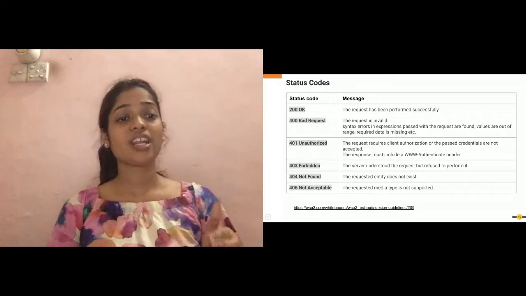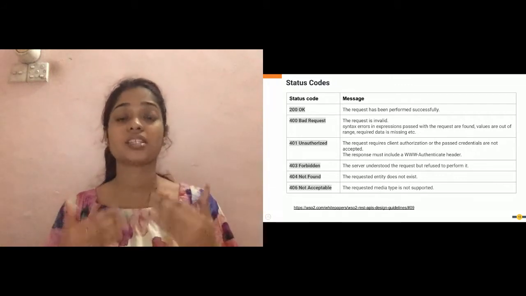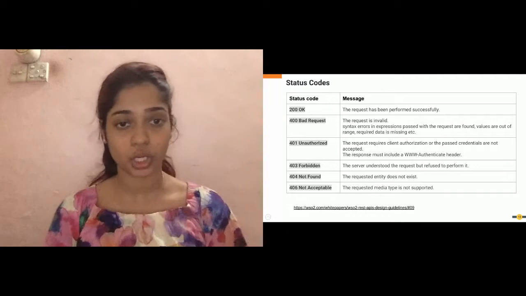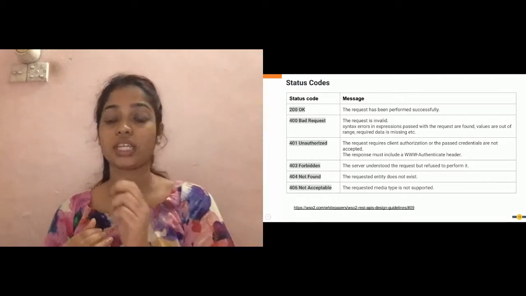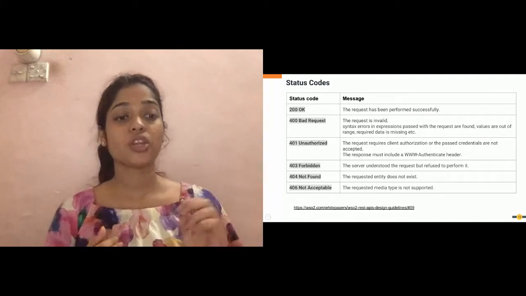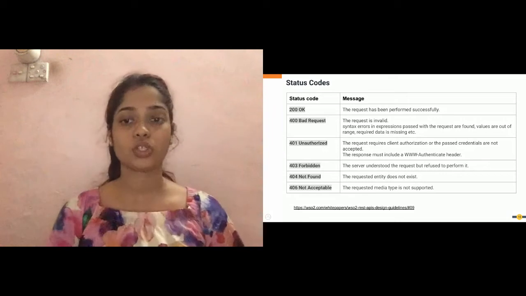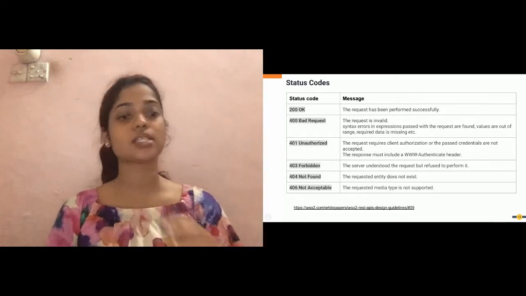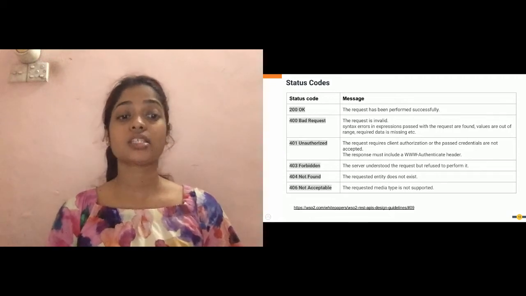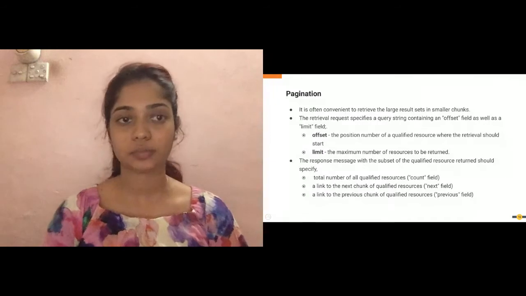401 unauthorized means that the client authorization or the passed credentials are not accepted by the request. So the response must include a WWW-Authenticate header. 403 forbidden defines that the server understood the request but refused to perform it. 404 not found defines the requested entity does not exist. 406 not acceptable defines that the requested media type is not supported.